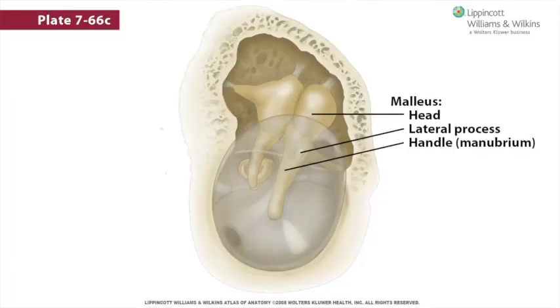The malleus has a head, a neck, and 3 processes. As mentioned previously, the longest of the processes, the handle, is embedded in the tympanic membrane and its tip is found at the umbo. The short lateral and anterior processes extend from the junction of the neck and the handle.